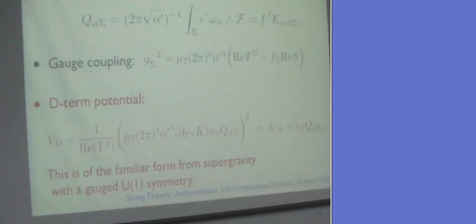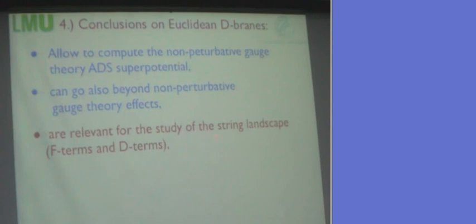In principle, it would enable us now to study the uplift procedure from the ADS minimum to the de Sitter vacuum. Okay, so what is my conclusion on the Euclidean D-branes? They allow us to compute the non-perturbative gauge theory ADS superpotential. You can also go beyond non-perturbative gauge theory effects. They are relevant for the study of the string landscape, as I have briefly explained.